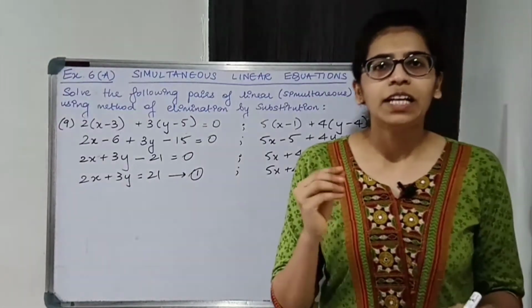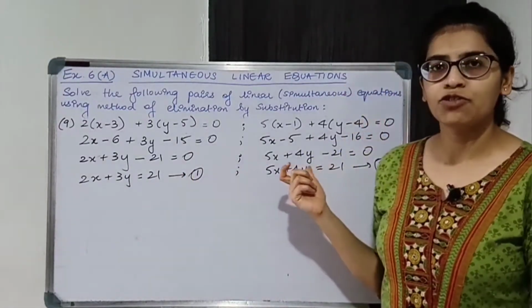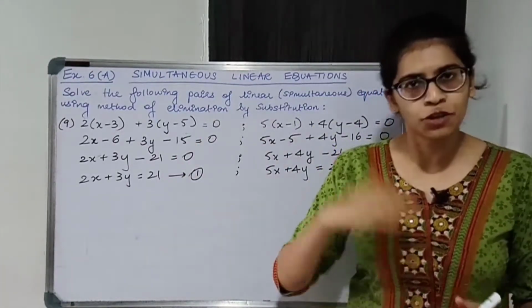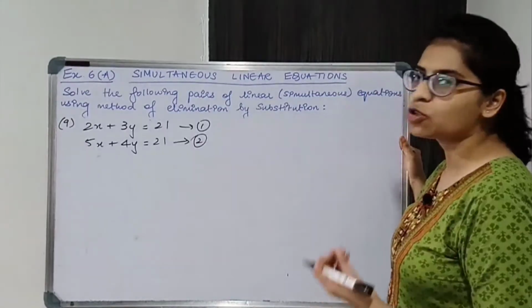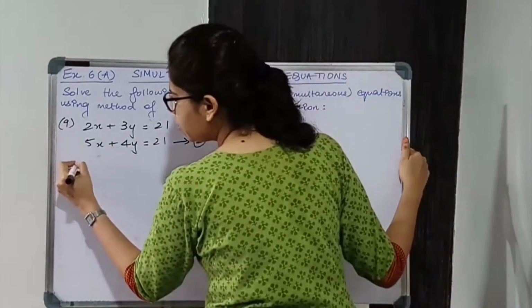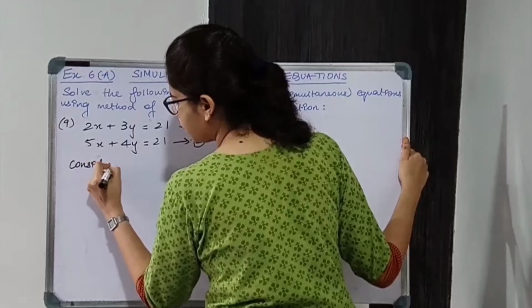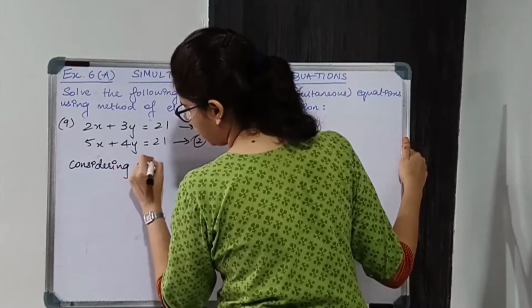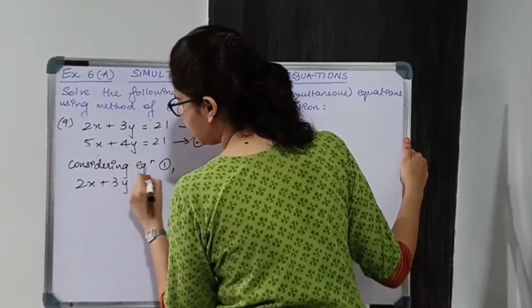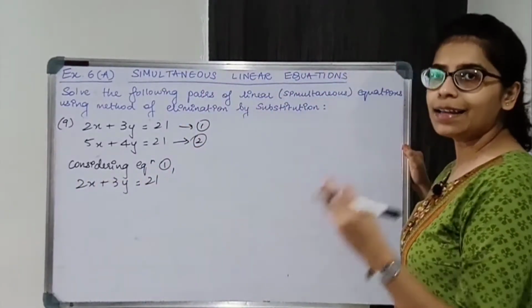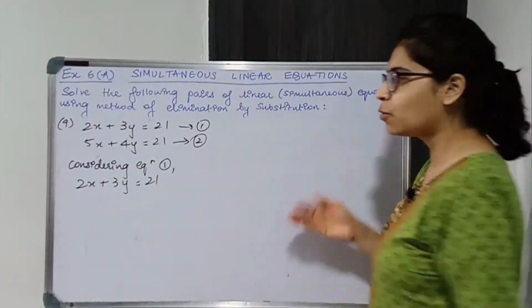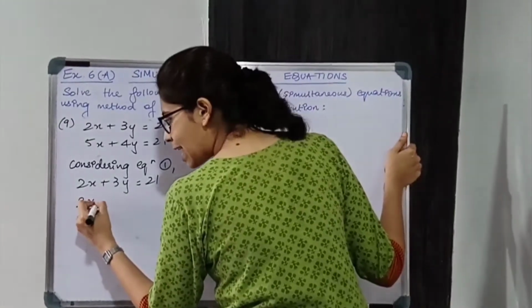Now we'll consider either of the two equations and express x in terms of y or y in terms of x and substitute that value. Okay, so out of the two equations I'll be considering the first one. So considering equation 1, it is 2x plus 3y is equal to 21. I'll express x in terms of y. You can express y in terms of x. Okay, so I'll keep x as it is.